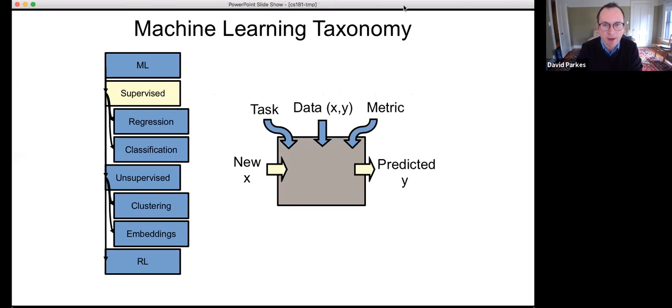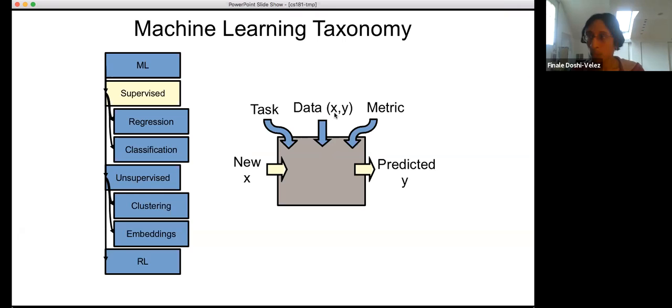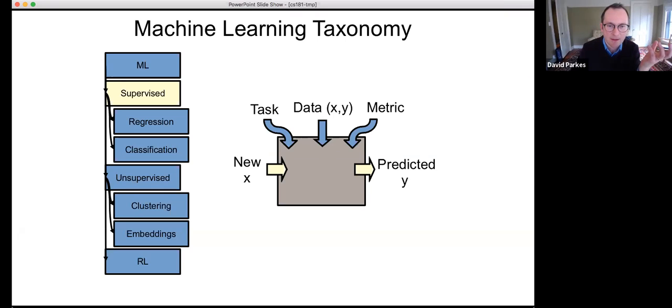And I just want to help you read this picture. The blue arrows here are train time. So at train time, you have a definition of a task you're interested in. You have training data. Here we'll typically use X to describe the features that correspond to the data, and Y to describe the target of learning. And then we'll have a metric that we're paying attention to when we train.